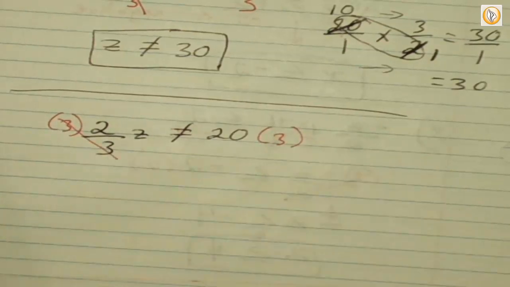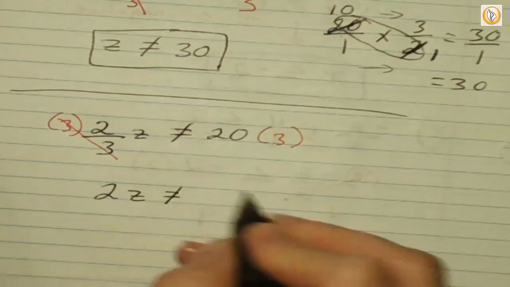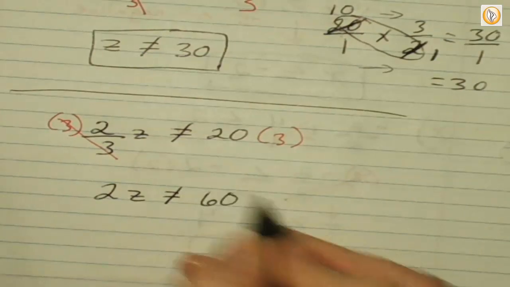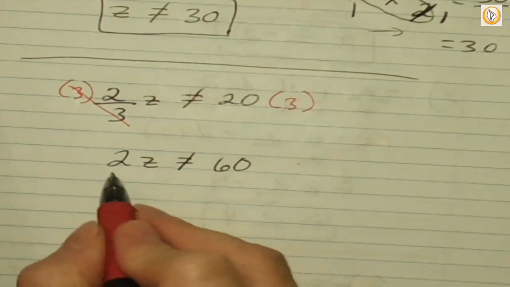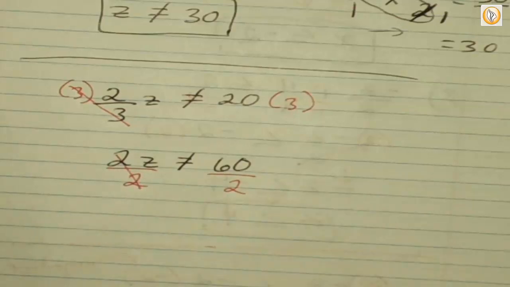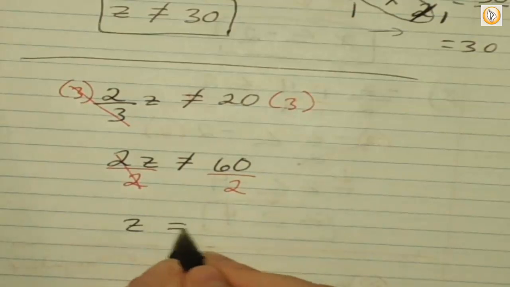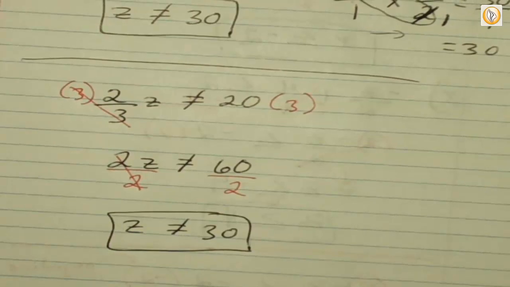Those cancel out, and you get 2z does not equal 60. So then to isolate the z, we divide both sides by 2. And z does not equal 30. You can always do it that way. Yeah, you can. There's multiple ways of doing it. So I would write both of those down in your notes.